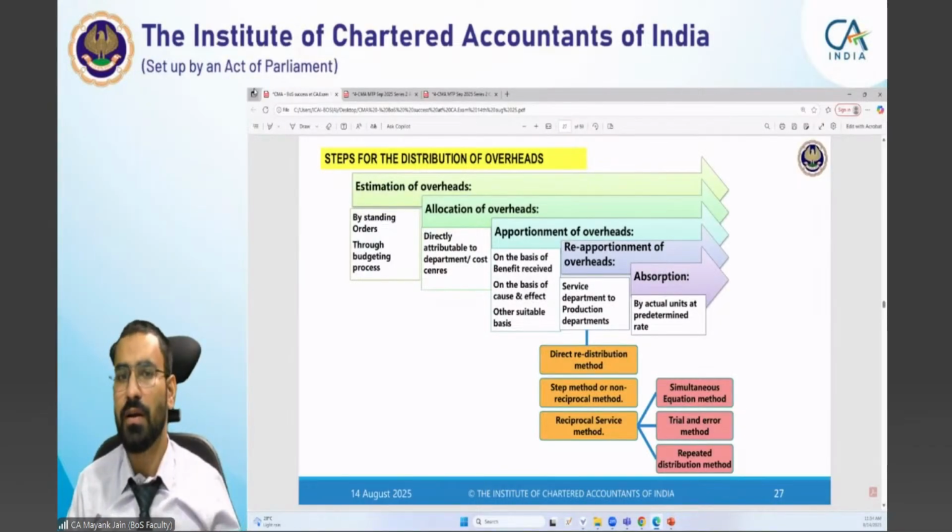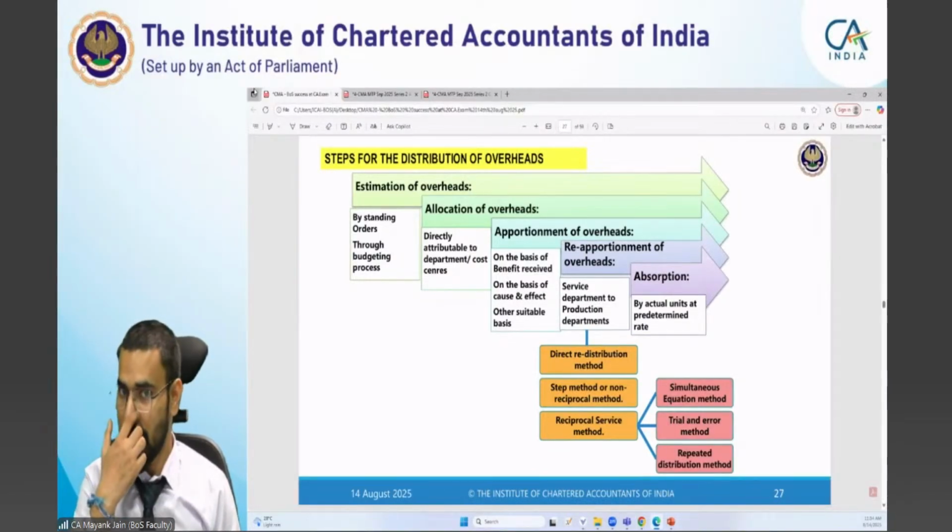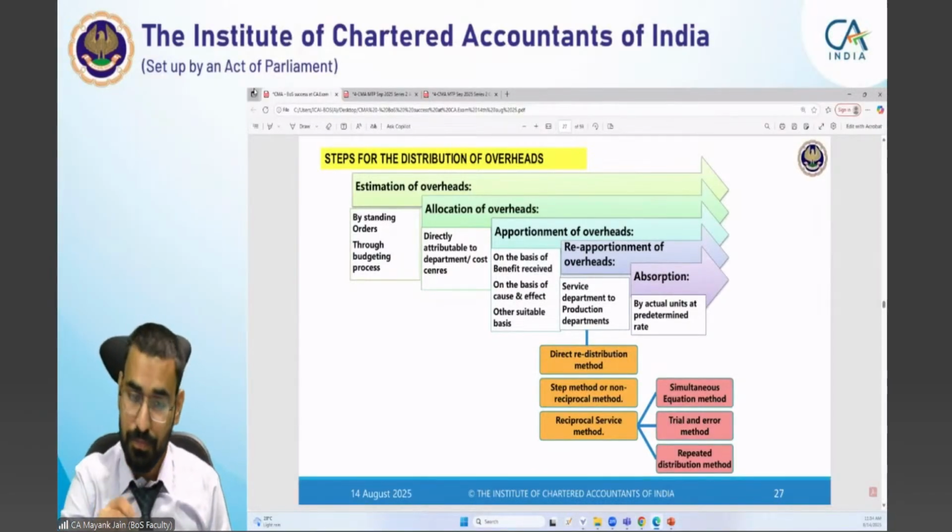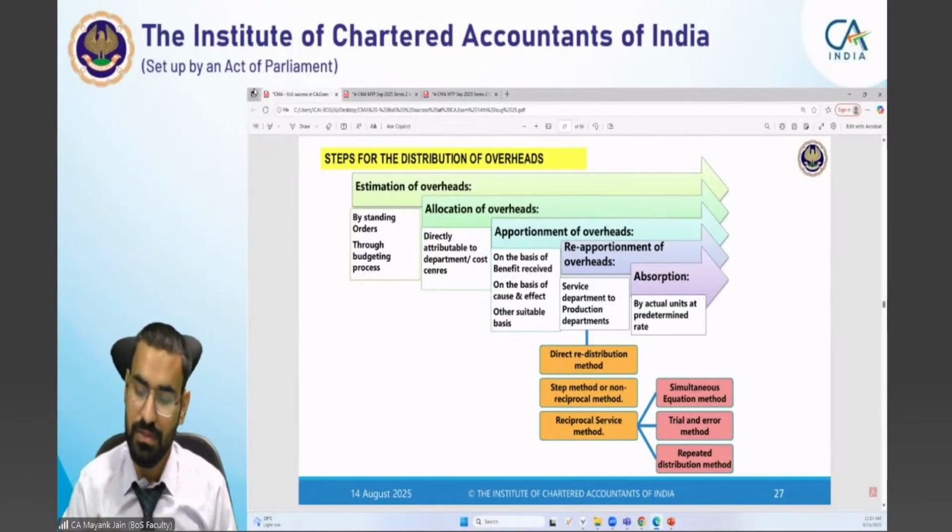Because you got confused between these terms, you got confused what is the meaning of allocation, what is the meaning of apportionment, and what is the meaning of absorption. Question is asking for the apportionment, but you are allocating. Question is asking for absorption, but you are apportioning. So you have to understand each and every point of overhead properly, so you can get the differences between these terms.